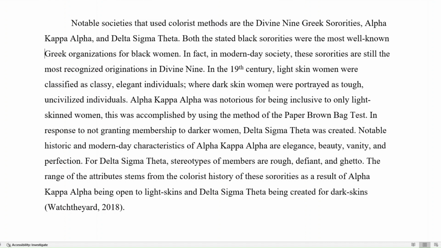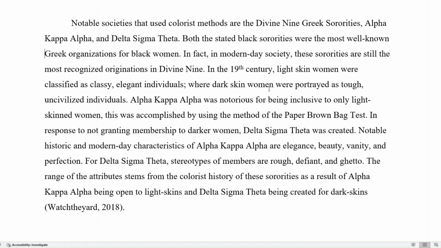Alpha Kappa Alpha was notorious for being inclusive to only light skinned women. This was accomplished by using the method of the brown paper bag test. In response to not being granted membership, darker women created Delta Sigma Theta. Notable historic and modern day characteristics of Alpha Kappa Alpha are elegance, beauty, vanity, and perfection.